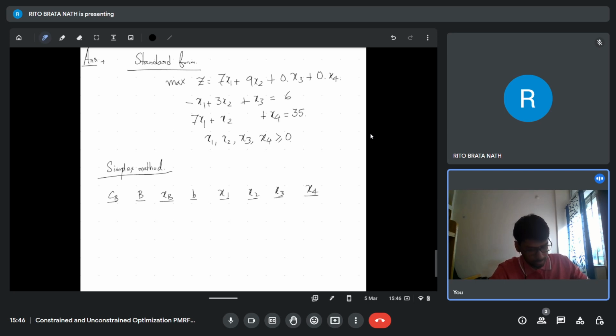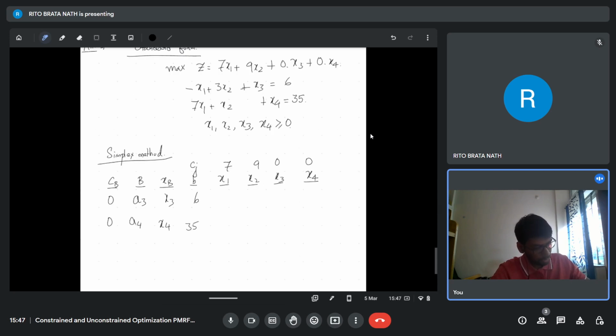So you can write CJ here. This is 7, this is 9, this is 0, this is 0. This is nothing but 0 and 0. This is A3 and A4. This is X3 and X4. This is 6 and 35. And you can write minus 1, 3, 1, 0, 7, 1, 0, 1.